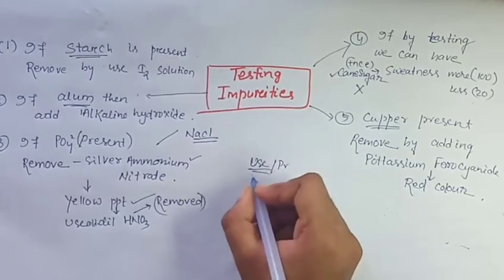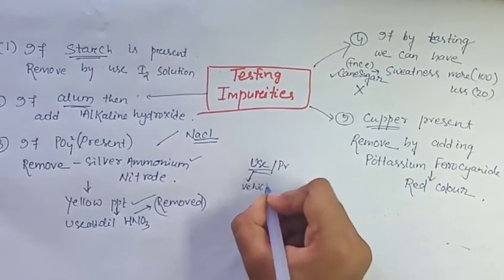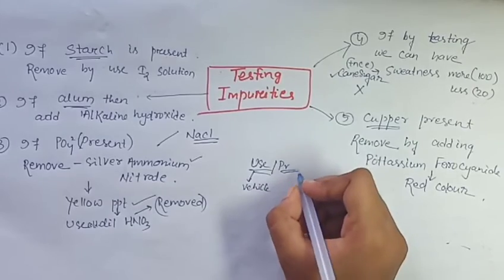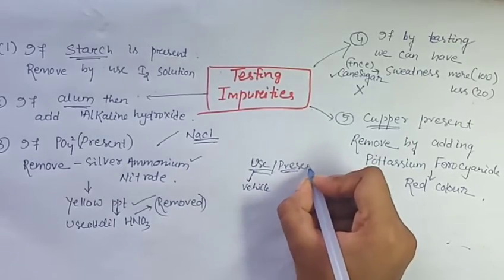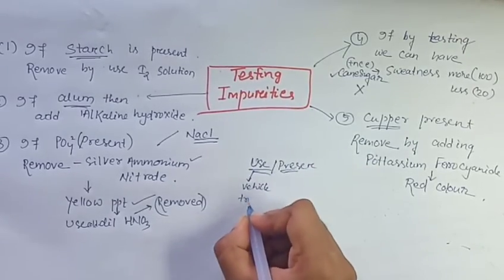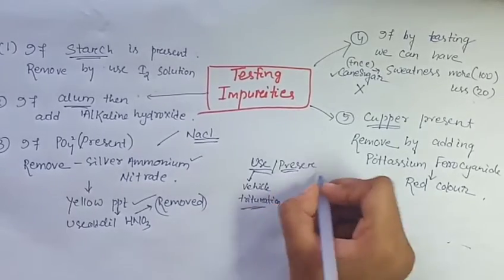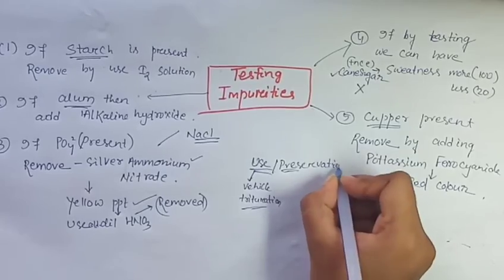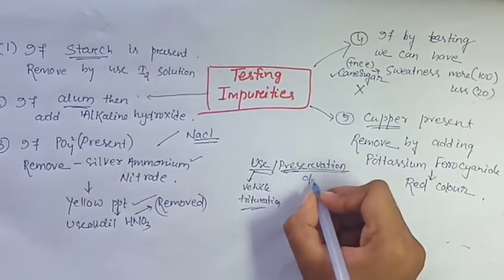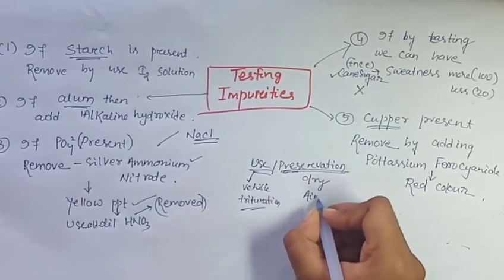Then use and preservation: it is used as a very good vehicle for dispensation of medicine. And in trituration we also use this vehicle. For preservation, we keep it in a dry airtight bottle.